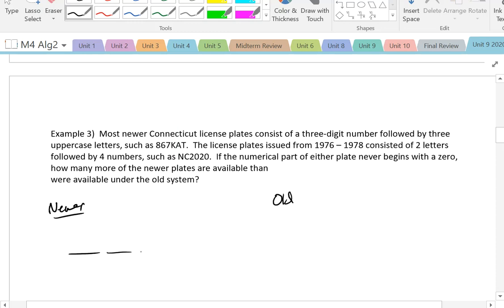So let's do newer here and the old system here. So our newer one, they both have 1, 2, 3, 4, 5, 6. They both have 6 spots. So our newer one is number, number, number, letter, letter, letter. And our old system was 2 letters and then 4 numbers. Okay. And this numerical part does not start with a 0. So no 0 on either of those. Okay. So even in my example here, NC 2020, we're allowing repetition.